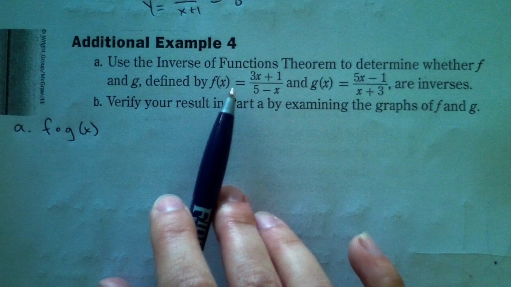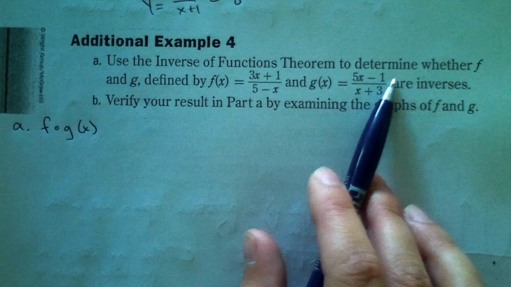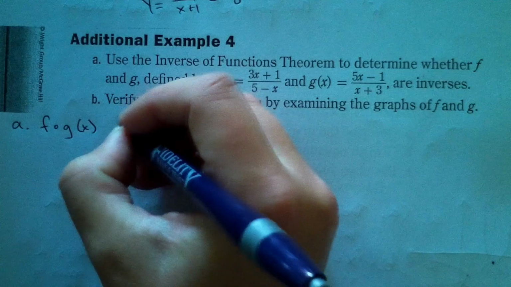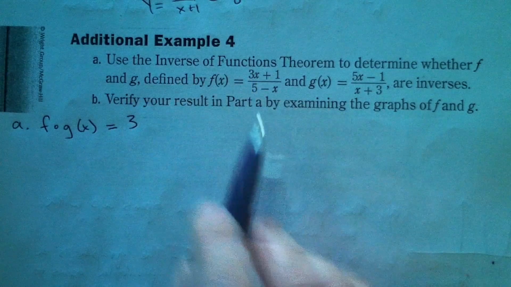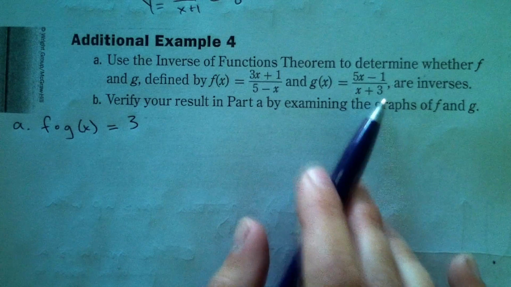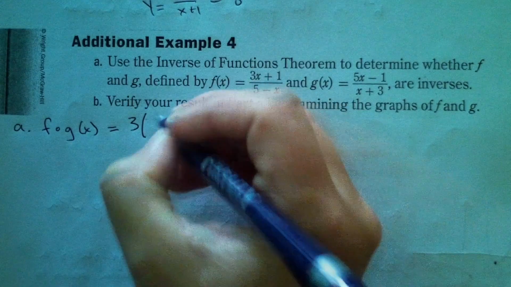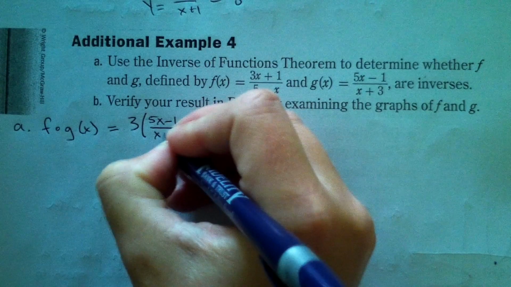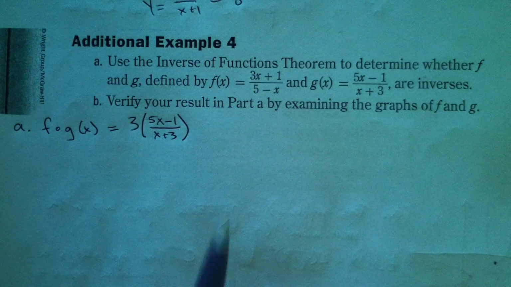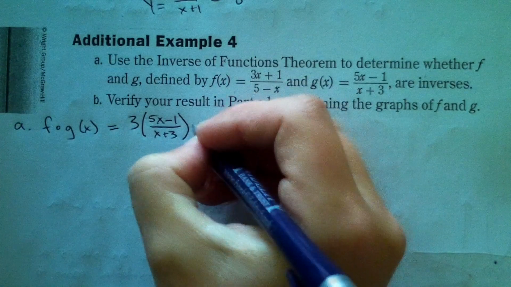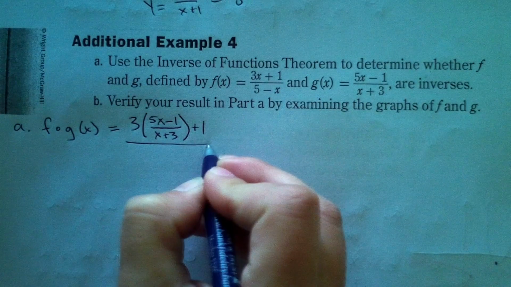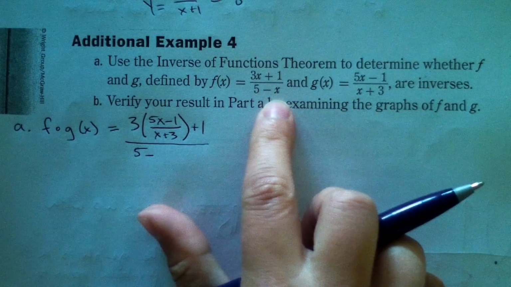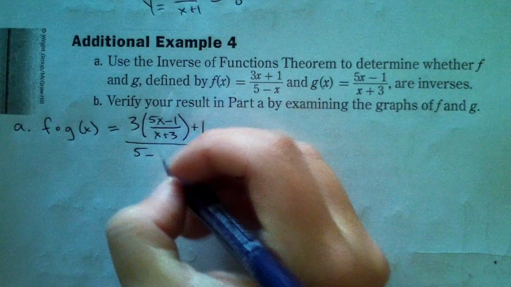So for this, it would be equal to 3, and then instead of that x, we're putting that g function in there, so it would be 3 times (5x minus 1) over (x plus 3), and then following that 3x, it would just be plus 1, over, and then we've got 5 minus, and then again, instead of the x, we have to plug in that g function for it. So I'm going to go parentheses, and then the 5x minus 1 over x plus 3. Okay, so that's our setup.